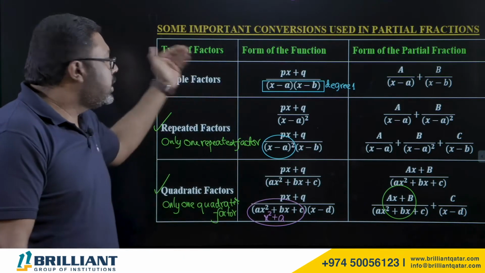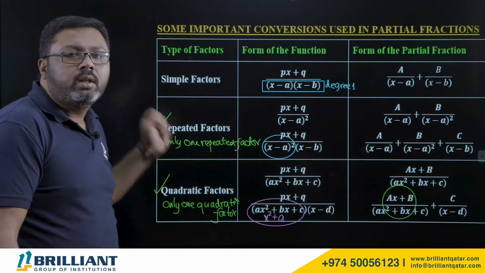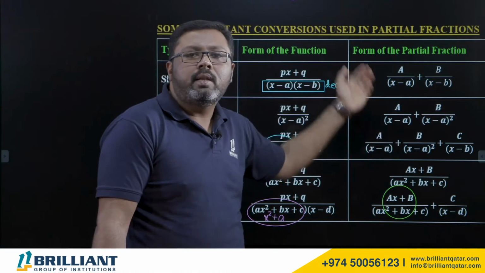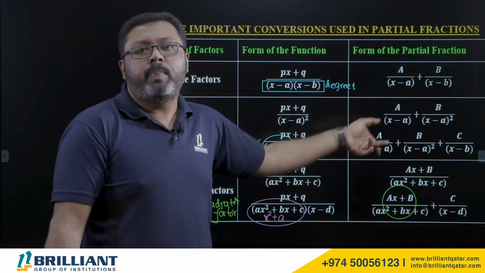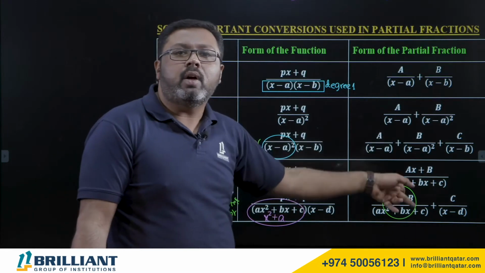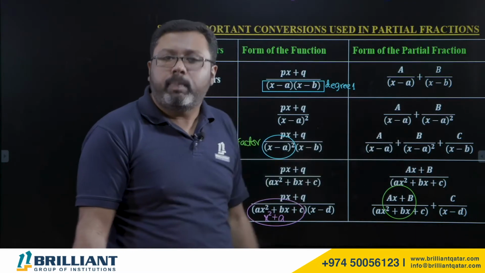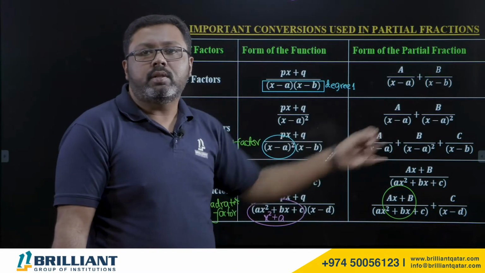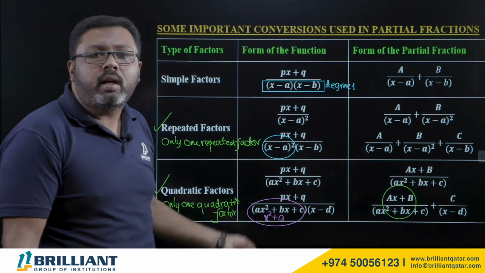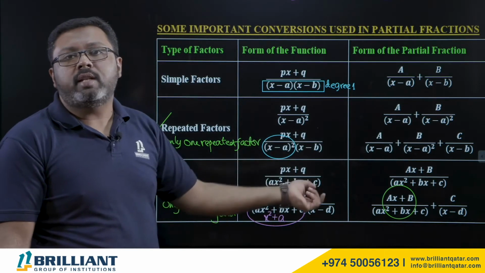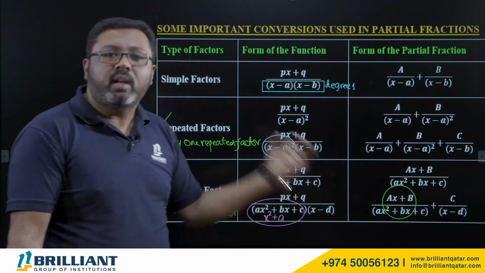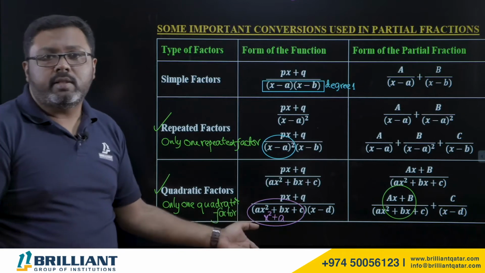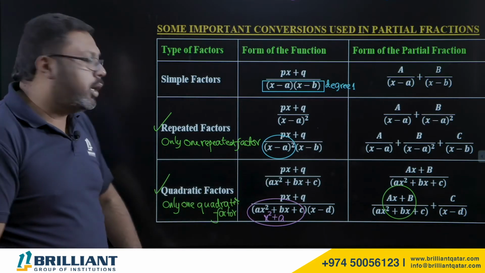Keep in mind, simple factors, repeated factors, quadratic factor. Okay, and how do you associate with an arbitrary constant? Simple factors, one arbitrary constant. Repeated factors, that many arbitrary constants based on the number of times it is repeating. If it repeats 2 times, 2 arbitrary constants. 3 times, 3 arbitrary constants. Okay, but for a quadratic factor, you associate with a linear form ax plus b in the numerator divided by the quadratic factor, and the quadratic factor which they are going to ask you is only x squared plus a.